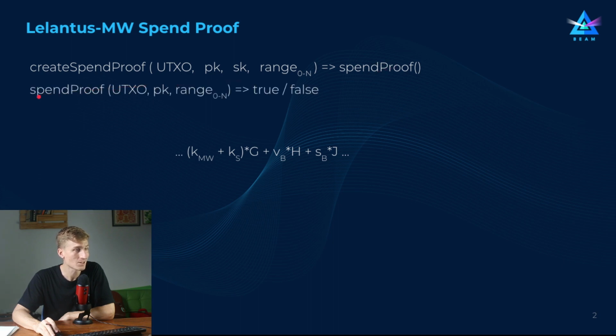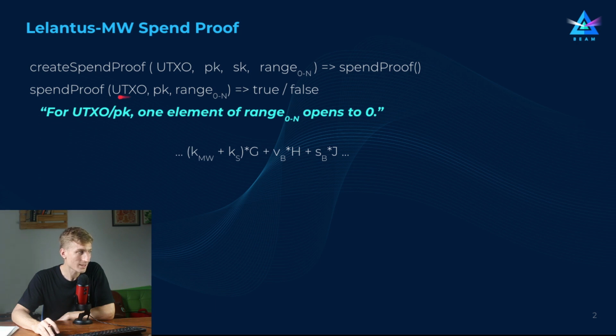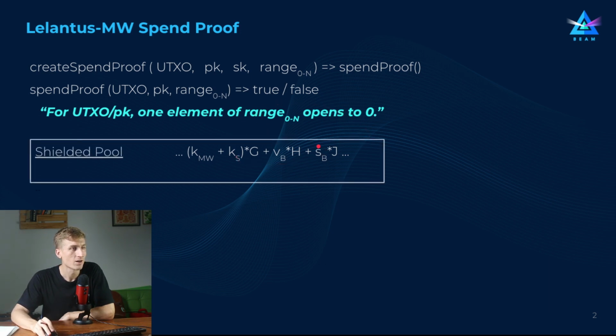And anyone can use this spend proof together with her UTXO, which will be posted on the blockchain, and her public key and that range to get a true-false value. And what this says basically is, for this UTXO and private key, one element in this range opens to 0. What does it mean to open to 0? Okay, well, down here we have our shielded pool, which is full of double-blinded commitments just like this, right? So this one happens to be from Bob, which is the one that Carol wants to spend.